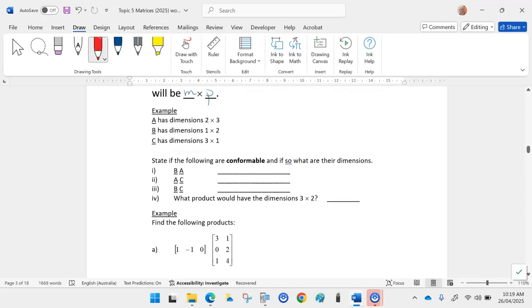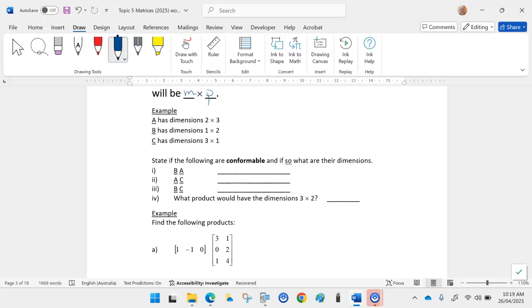Let's look at this example. I've got these matrices. So matrix A has dimensions 2 by 3. B has 1 by 2. C has 3 by 1. State if the following are conformable, and if so, what are the dimensions? Conformable just means can you do it? In the first case, can you find the product BA?